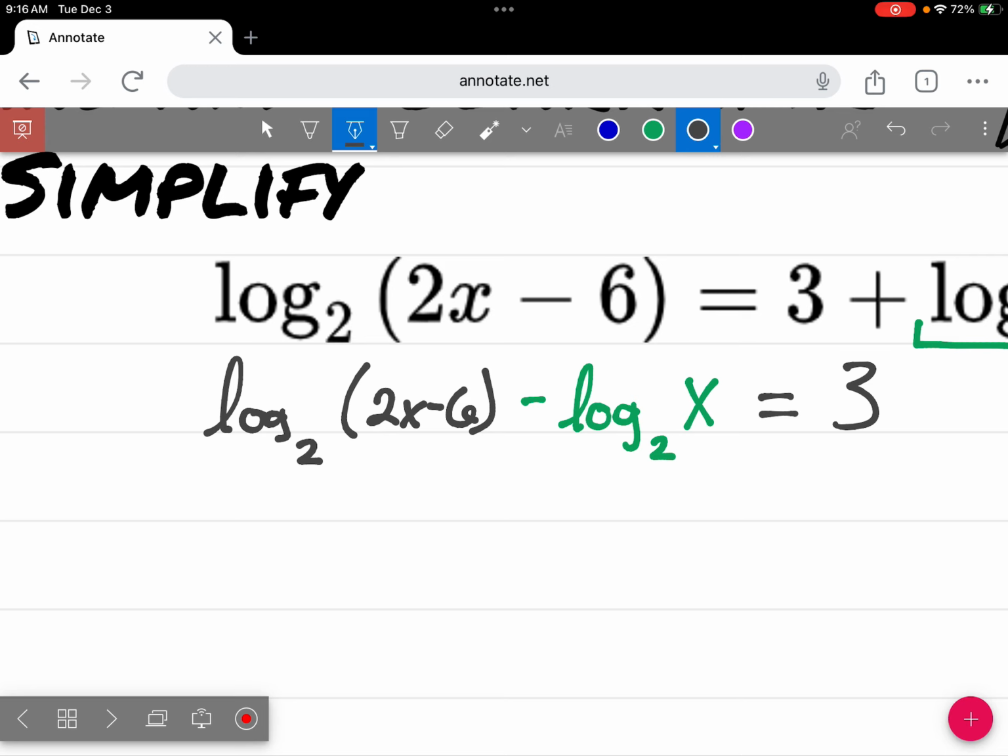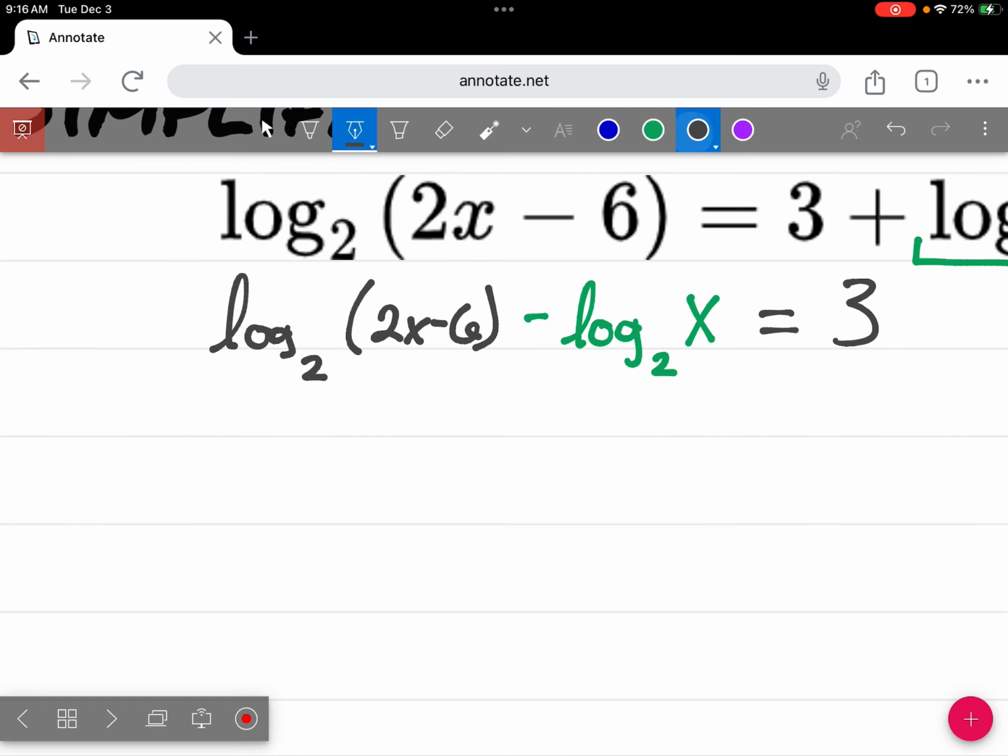Why does that help? Now I can condense this. I can switch this out into a single log. When I have subtraction between, what does that mean is going to happen? Division. So this is going to become our log base 2 of the fraction 2x minus 6 over x. That equals 3.